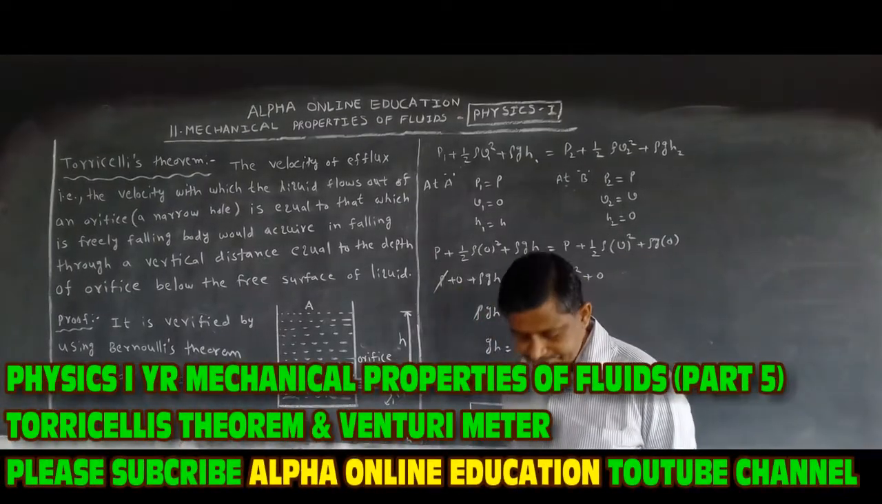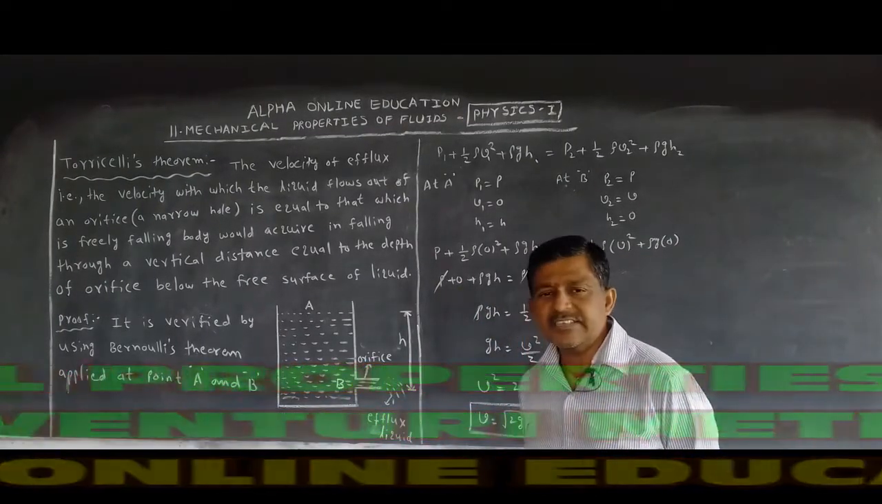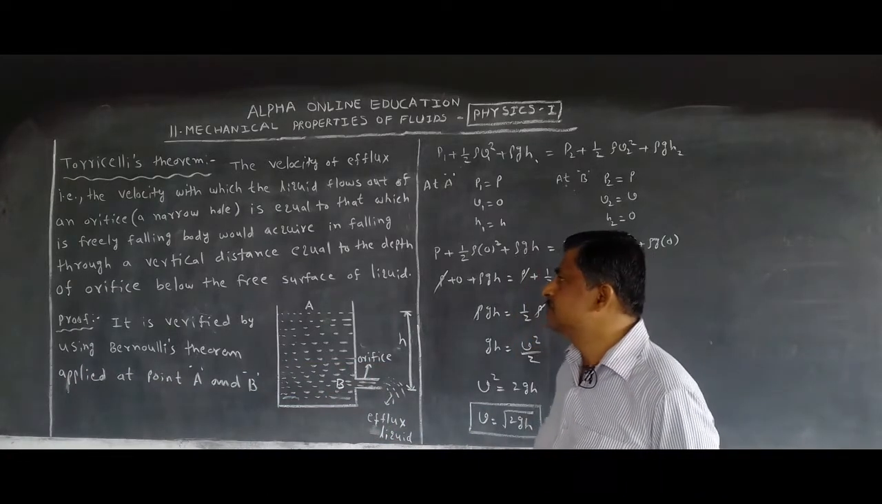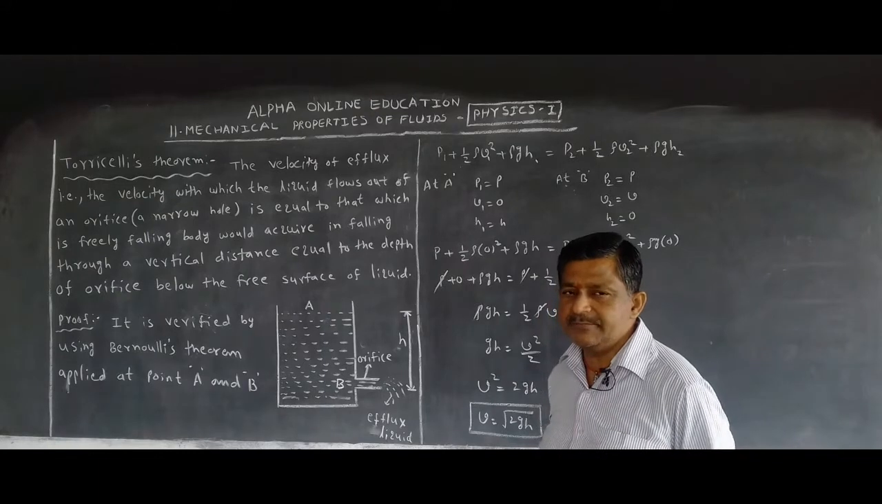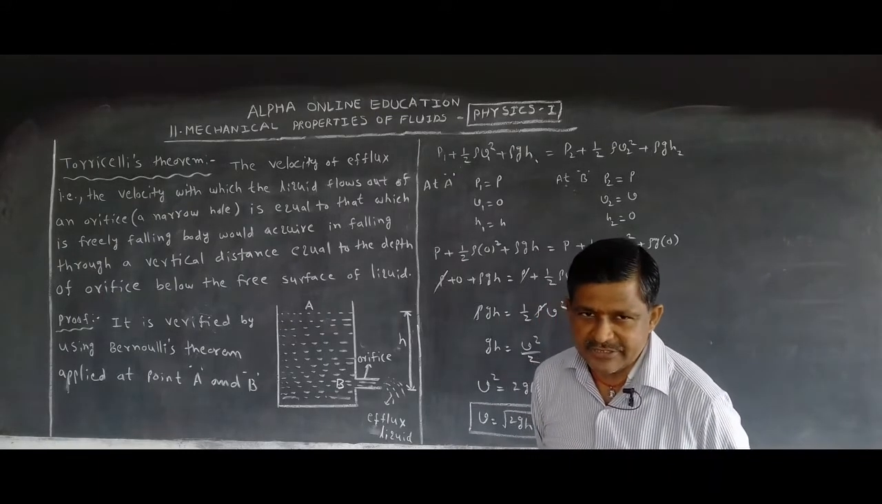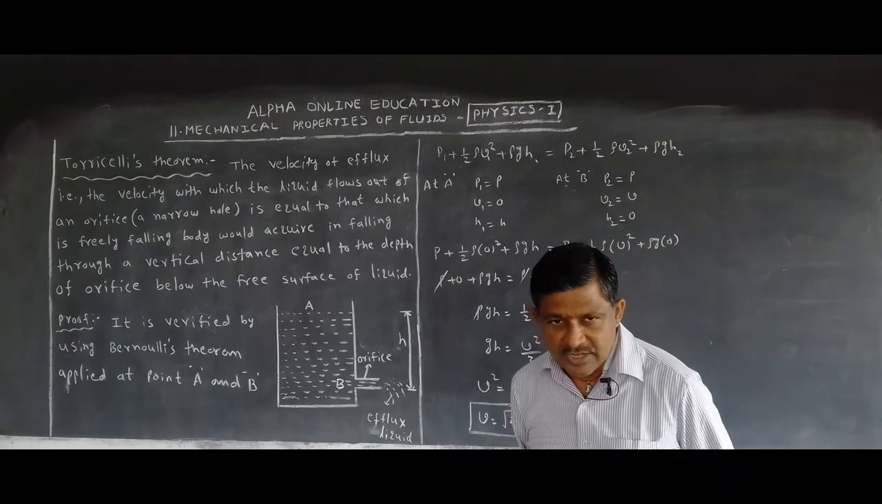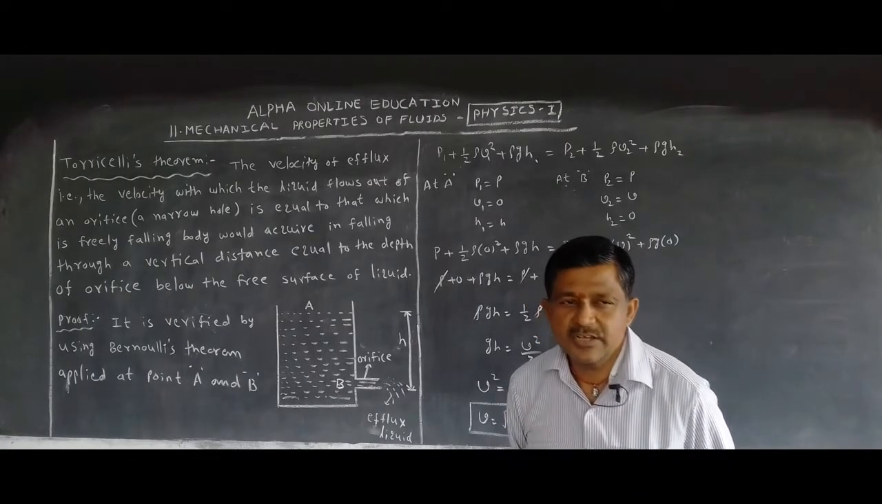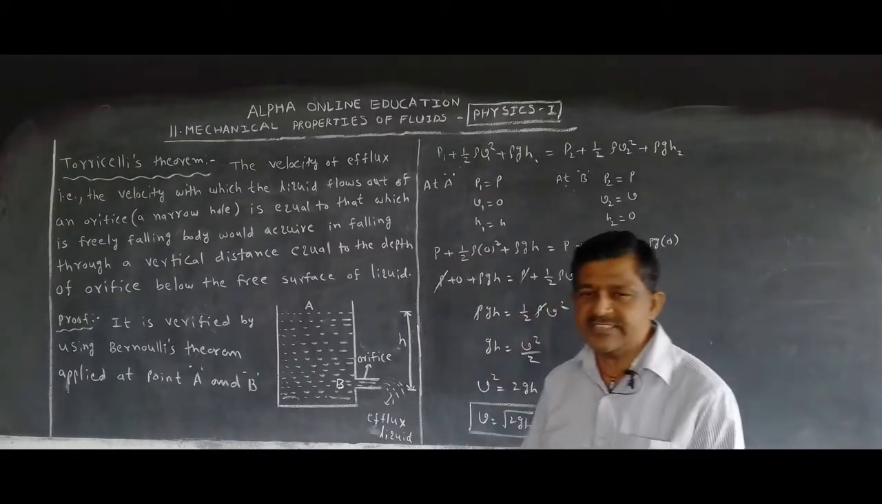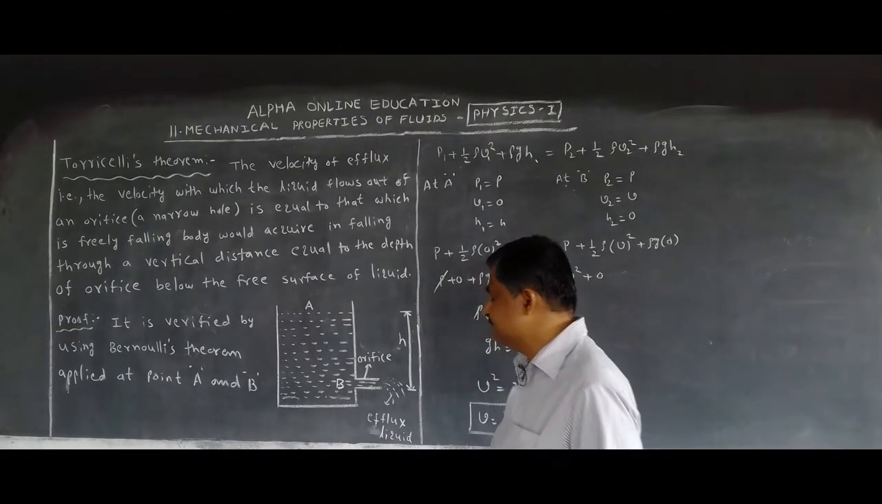Torricelli theorem. Scientist Torricelli derived this one, and this theorem, the final mathematical equation, is solved using Bernoulli's principle. Now first, what is Torricelli's theorem?